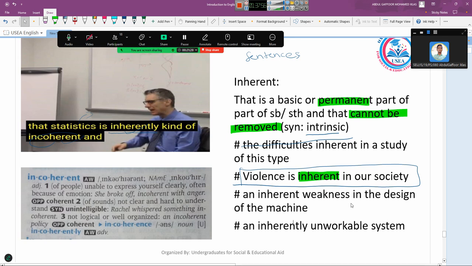And an inherent weakness in the design of the machine, which means, for example, let's say we have a machine and by default it has some faults, which means weaknesses. We cannot remove the faults. So an inherent weakness in the design of the machine is kind of a manufacturing defect, right? Have you heard about manufacturing defect? Is that okay? Have you understood the meaning of this phrase?